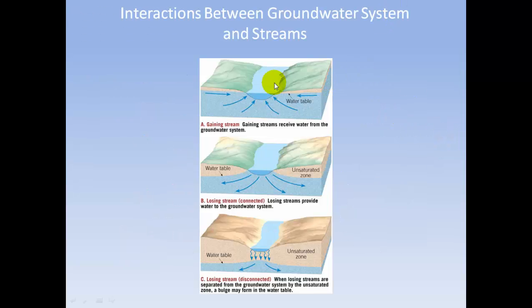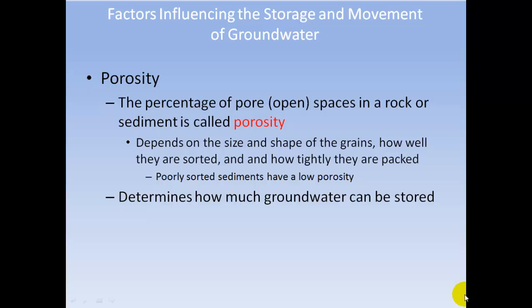So here we have a stream. The water table is above the base of the stream, so it's gaining water from the groundwater. Now here's a losing stream. The water table is below the bottom of the stream, so water is seeping through the stream bed into the groundwater. Porosity is the percentage of pore or open space in a rock or sediment.